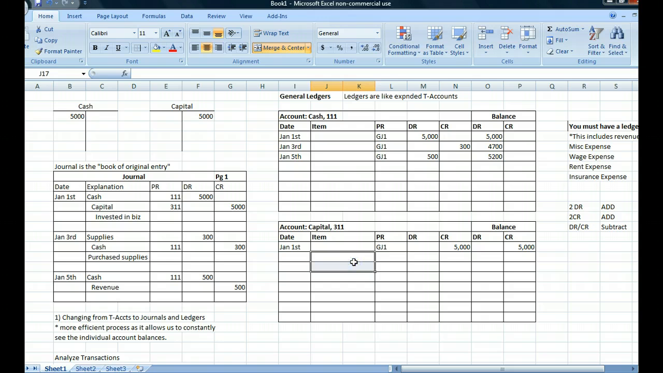It's up to you. All right, after this point, I would take my ending balances in my accounts and complete a trial balance.